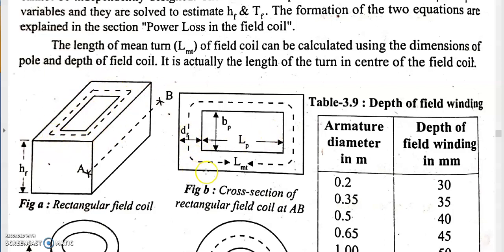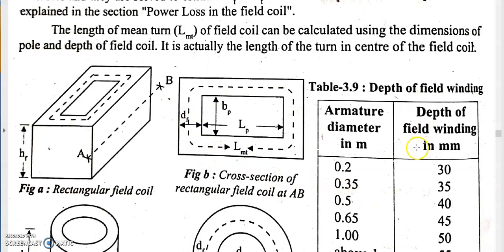Okay, so in other dimension it is shown here. So this is one side dimension, that is this vertical section is shown here, and in the horizontal view you can see that this is actually depth of the field winding. This shorter length is the depth of the field winding, and longer side is the length of the field pole LP and BP. That is already we have calculated in the previous section. So then this is the depth of the field coil. DF is the depth of the field coil, and LMT is the mean length of the field turn.